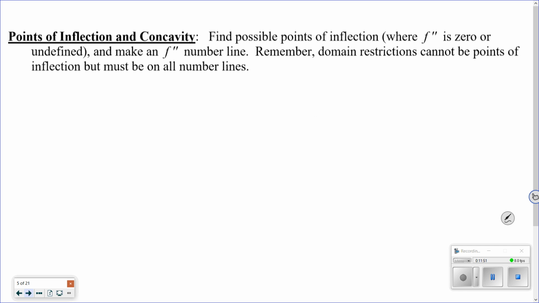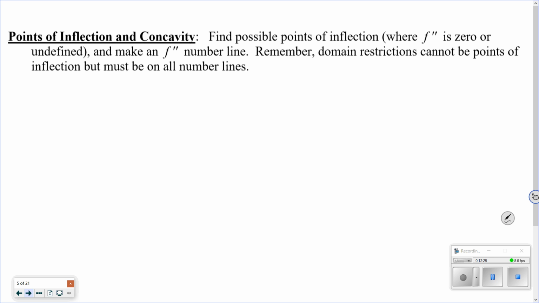If you want to find concavity, it's parallel to the process we do when we find the increasing, decreasing, and relative mins and maxes, except we do it with the second derivative. So you take your second derivative, find your possible points of inflection. That's when the second derivative is 0 or undefined. And we make a second derivative number line. And then make sure you put your domain restrictions on there. And then again, we just test the intervals to see if it's concave up or concave down.